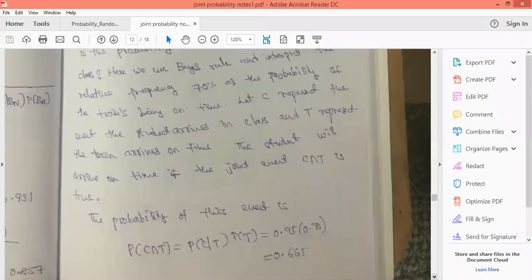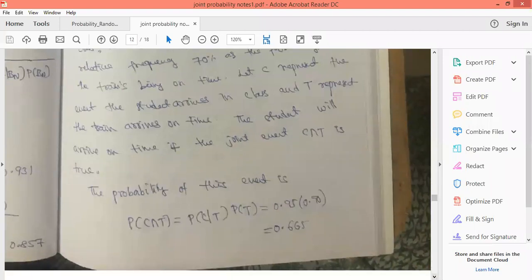And last class we also discussed this problem. Okay, here what is given? Most of the students are taking the train to reach their school. Here the students will reach the school in time if the train is arriving in time, and that is 0.95. Then the probability that the train will reach on time is 0.7. So what is the probability of C intersection T?